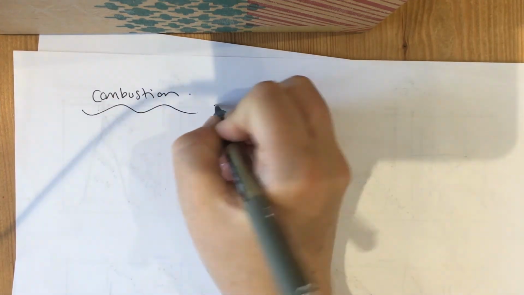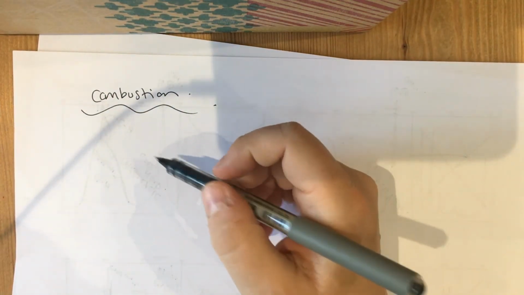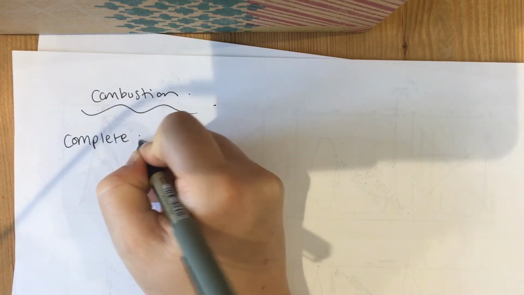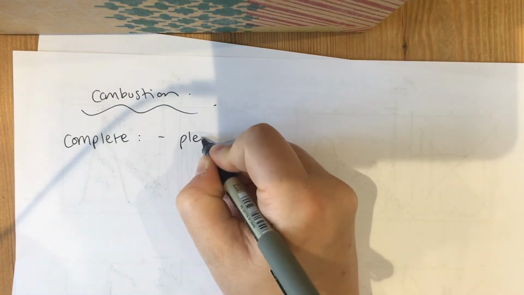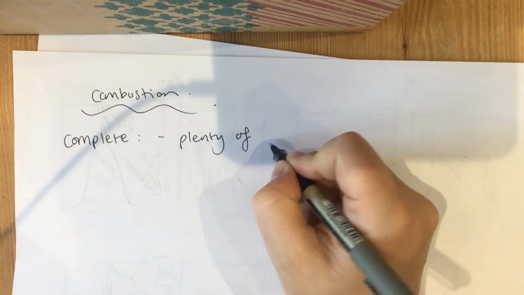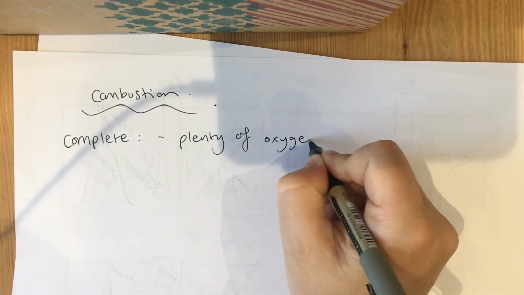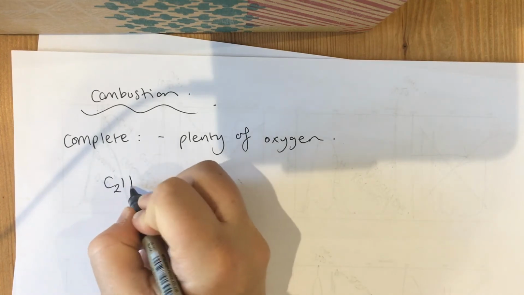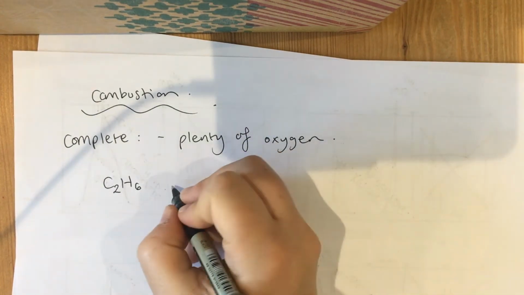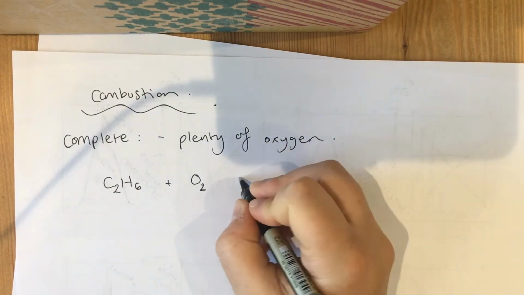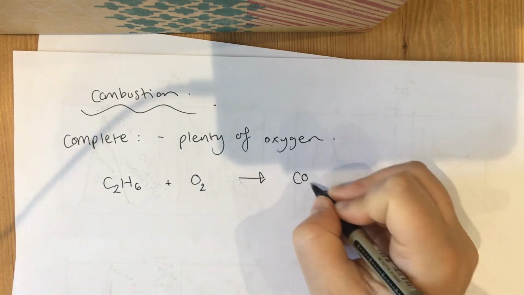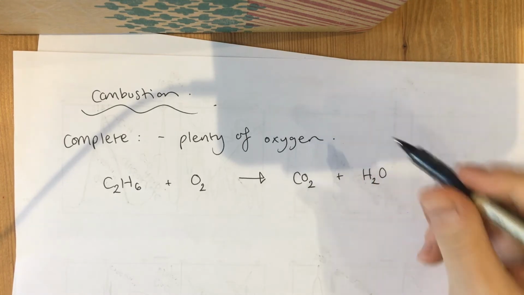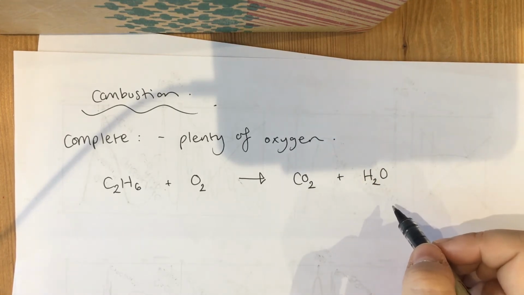We have 2 types of combustion really. We need to know about complete combustion, which is what takes place when there is plenty of oxygen, so as much oxygen as is needed. So in that case, if we burn ethane, it's going to react with oxygen and it's going to form carbon dioxide and water. And those 2 products are always formed in complete combustion.